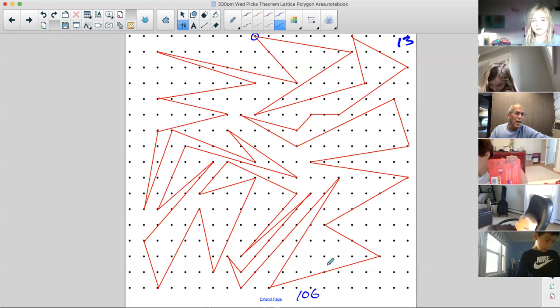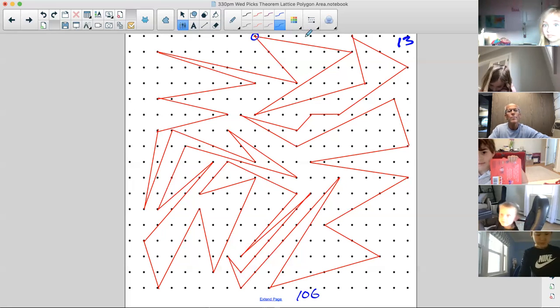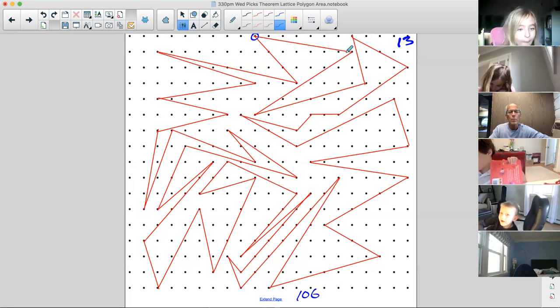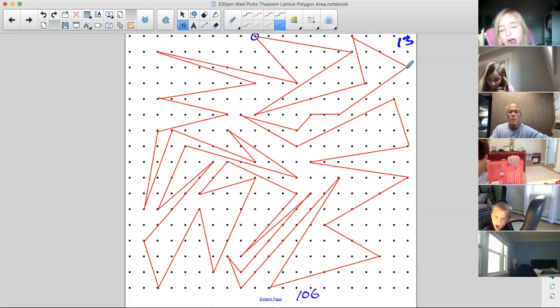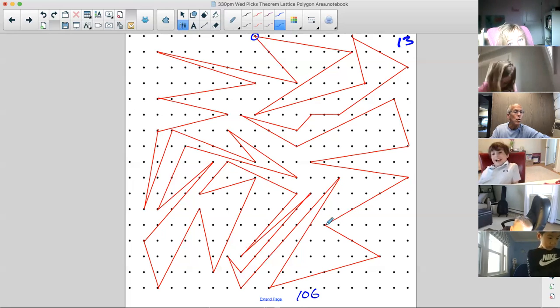So guys, I found 106 interior dots in mine. I found 110. Wow. Make sure that you begin to count your perimeter dots.